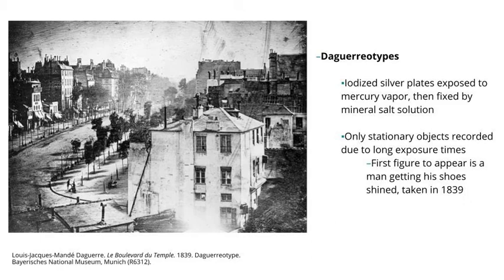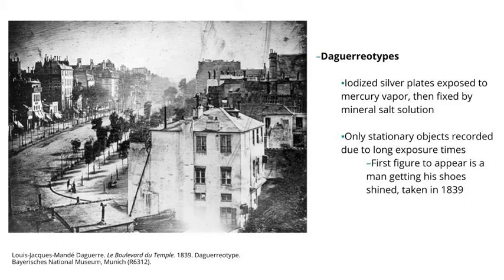And also, this was a long exposure, so only stationary objects were able to be recorded. And you can see that in this. Plenty of people were walking up and down the street, but because it was such a long exposure, it would take an image over a long period of time.